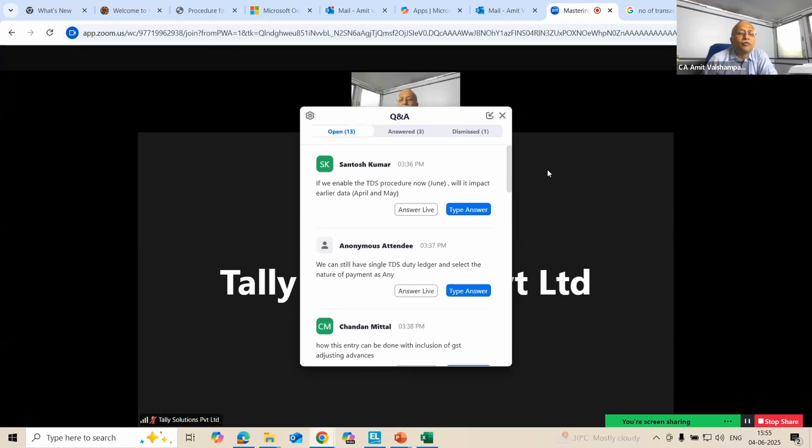Santosh Kumar is asking, if we enable the TDS procedure now in June, will it impact the earlier data? It will not impact earlier data, but I would advise you can always do a correction of that data by passing those entries so that your data would be aligned, because your TDS returns are quarterly typically. So when you're passing a quarterly return for April, May, and June, you need to have the data for April, May, and June as well for the TDS return typically.